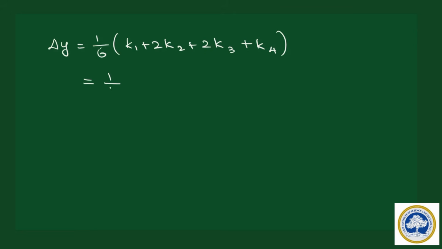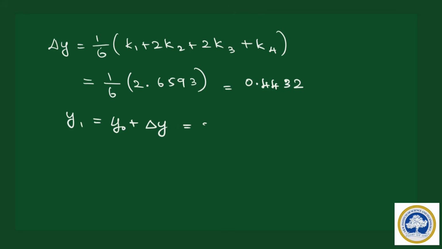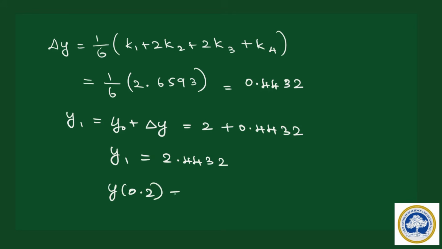So once we have calculated K1, K2, K3, K4, we have to substitute in delta y. Now substituting in delta y all the 4 values K1, K2, K3, K4, finally here we will get the value as 2.6593. After simplification this will give you 0.4432. This is one delta y. Formula for y1 is y naught plus delta y. So y naught already we know it is 2 plus delta y is 0.4432. So finally y1 is equal to 2.4432. y1 is nothing but y of 0.2.